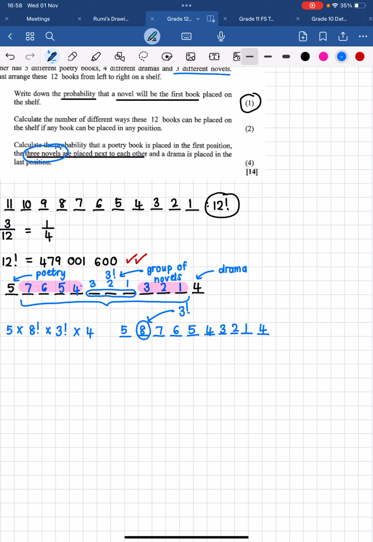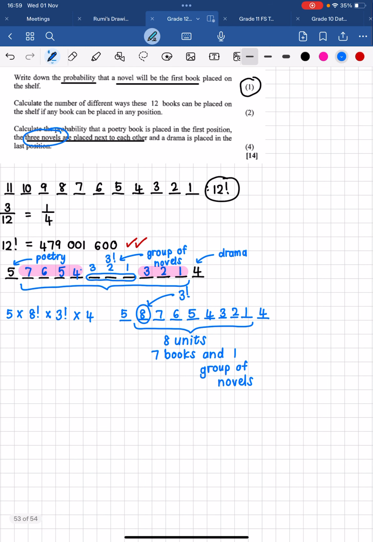So the 8 factorial is coming from, because guys, I put the group of novels here, but they actually can also move around. So those 3 books could possibly be here, or they could be there, or there, or there. So that actually is also like a unit. It's not 8 different positions for the... How can I explain this? These numbers are the 8 units, which is actually 7 books and 1 group of novels. That's where the 8 factorial is coming from.